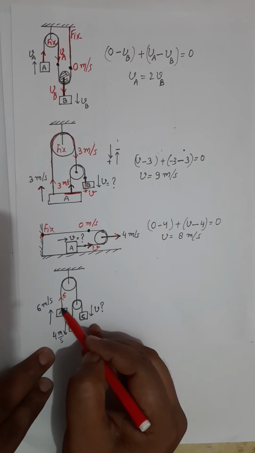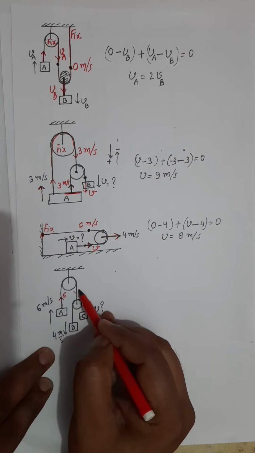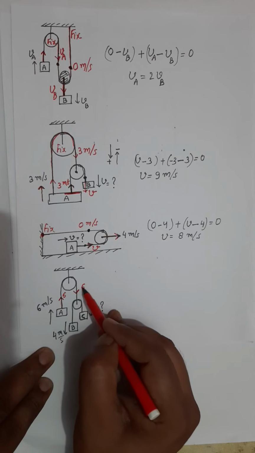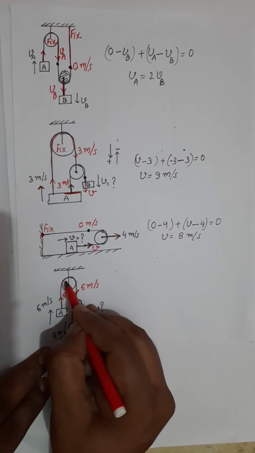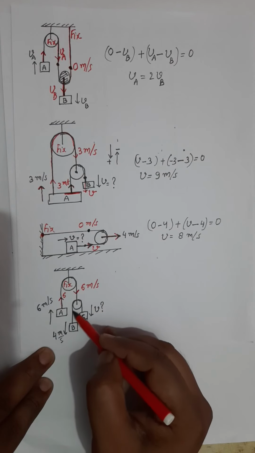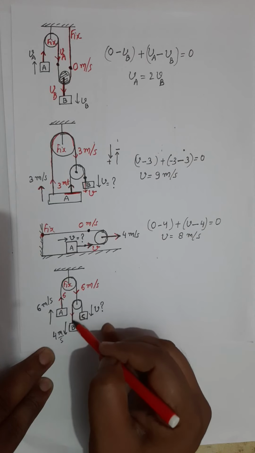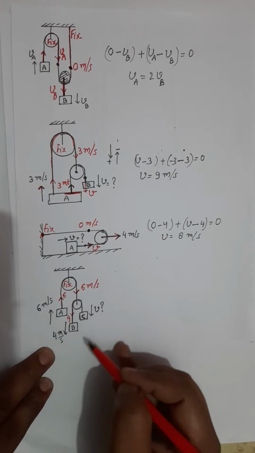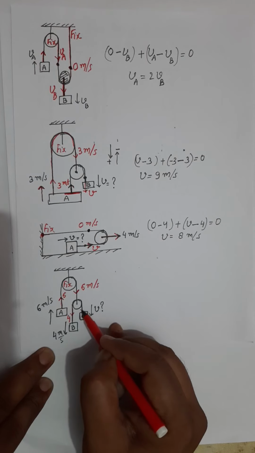If this portion of the string is going up with 6 meter per second, the other side of the string will definitely come down with 6 meter per second, because this pulley is permanently fixed. On this side, block B is coming downward with 4 meter per second, and block C is coming downward with V.